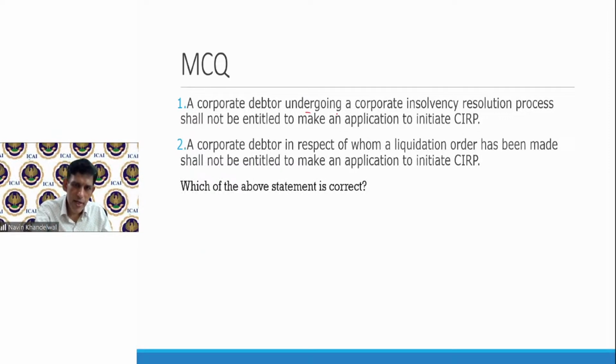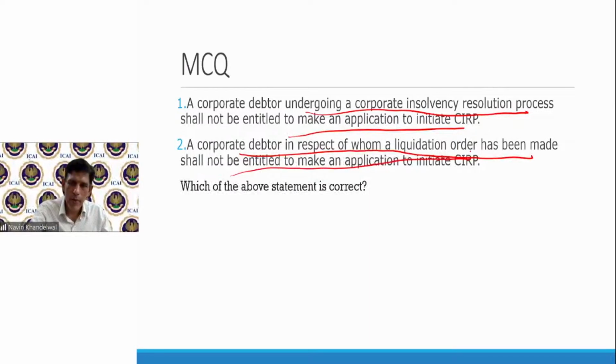A corporate debtor undergoing a CIRP shall not be entitled to make an application to initiate CIRP. Correct. A corporate debtor in respect of whom liquidation order has been made shall not be entitled to make an application to initiate CIRP. Correct. Both are correct.